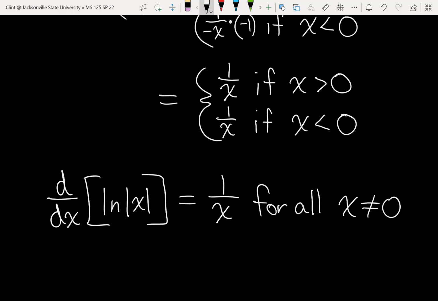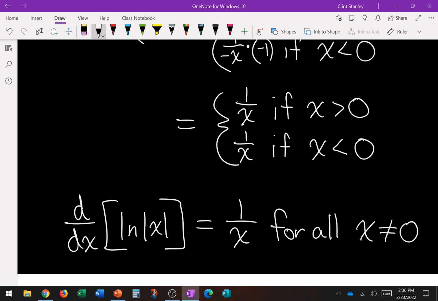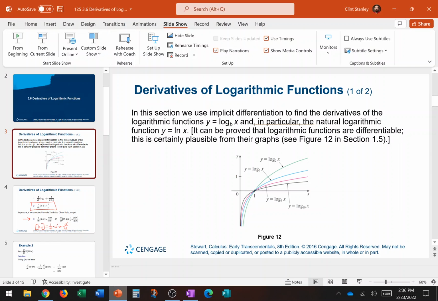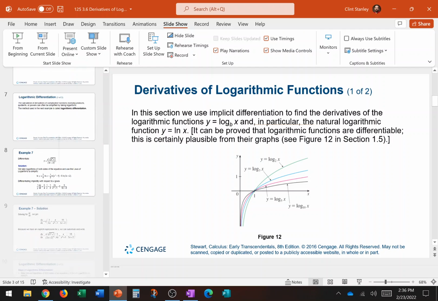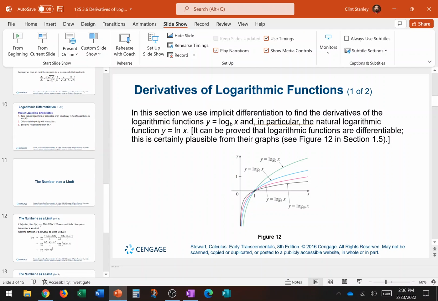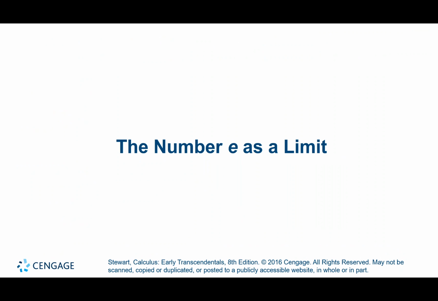All right, let me go a little bit out of order on the slides here. We don't have too much left. I want to save the logarithmic differentiation for last. Here, we don't have problems related to this. This is just something for us to ponder.